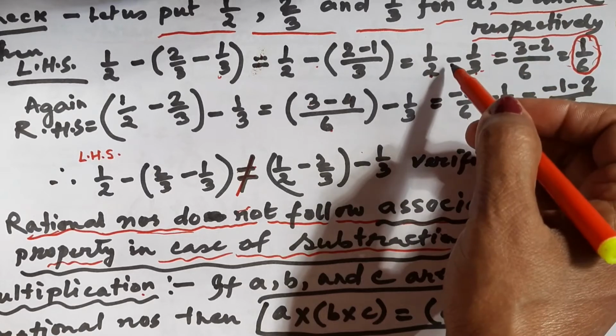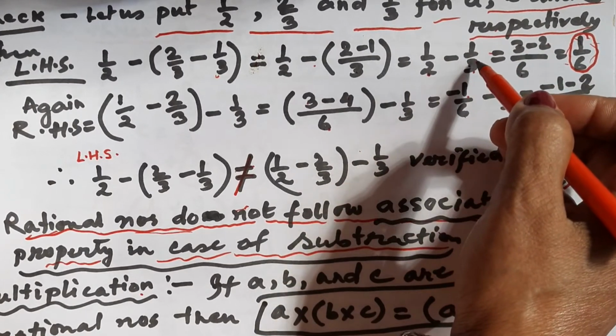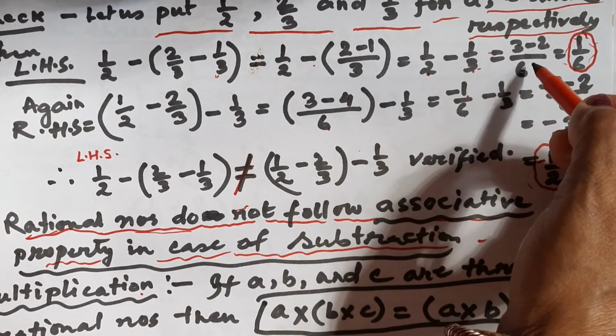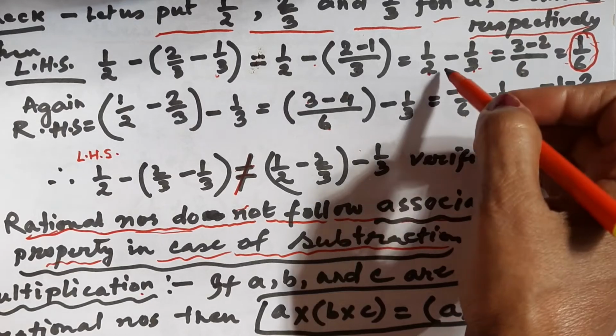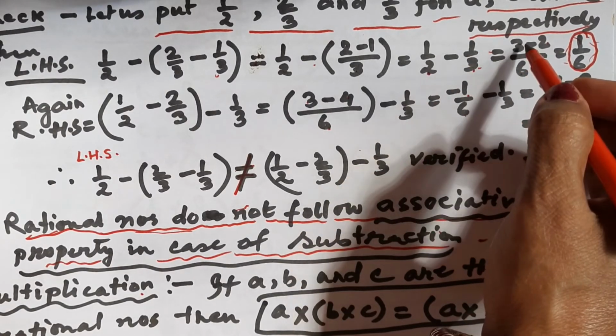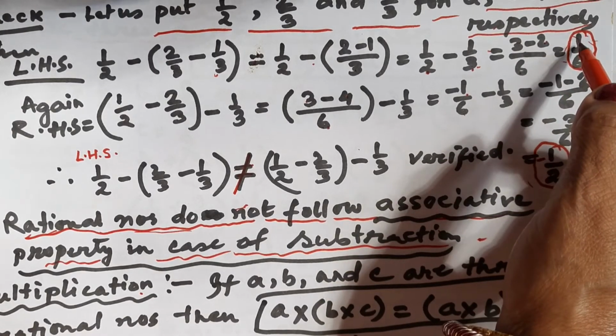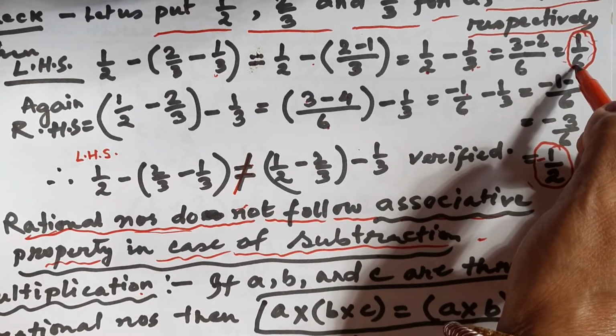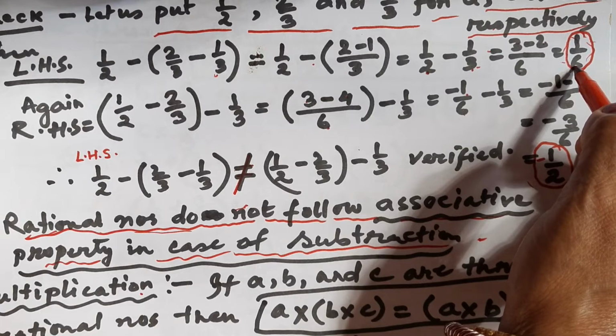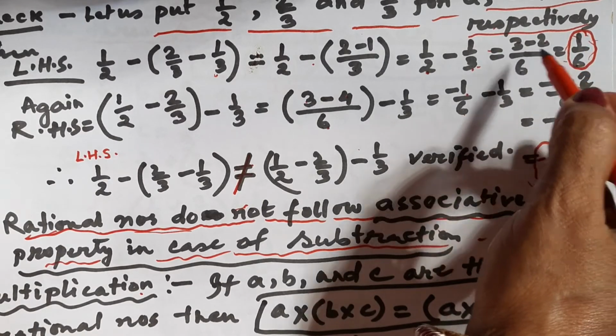Half will be first. So 1/2 minus 1/3, it will be equal to, again LCM 6, and 2 goes to 6 3 times, so 3 1s are 3, 3 goes to 6 2 times, so 2 1s are 2, 3 minus 2 is 1, and in the denominator it will be 6. So we are getting the result 1 by 6.